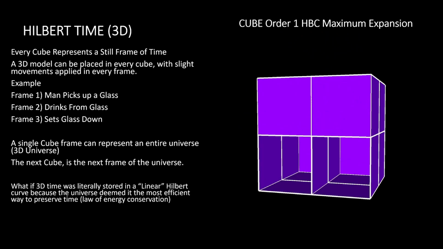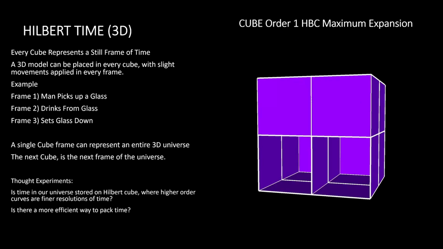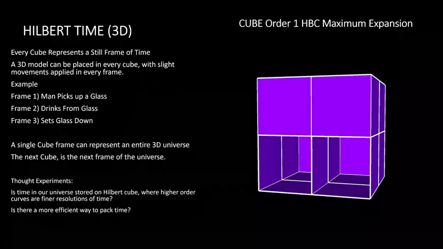A single cube can represent an entire 3D universe, and the next cube can represent the next frame of the universe. Thought experiments. Is time in our universe stored on a Hilbert cube, where higher order curves are finer resolutions of time? And is there a more efficient way to pack time?